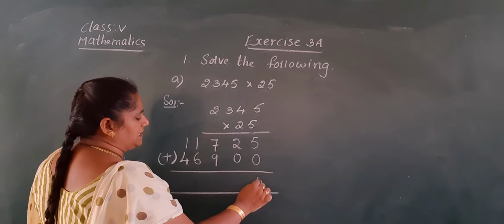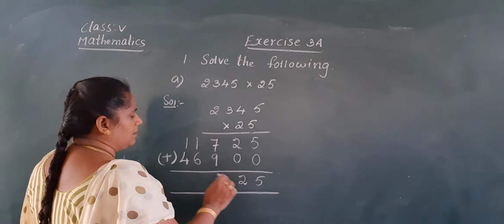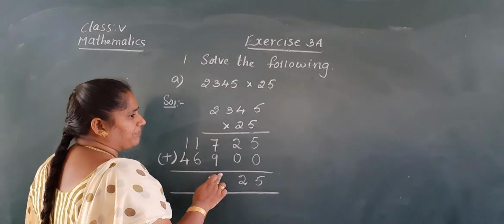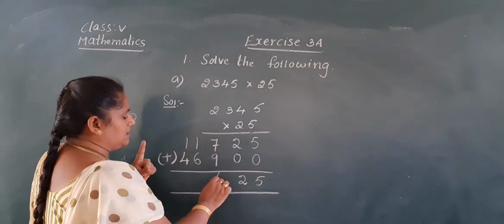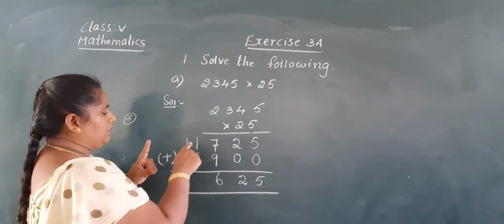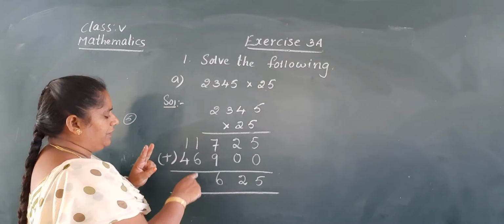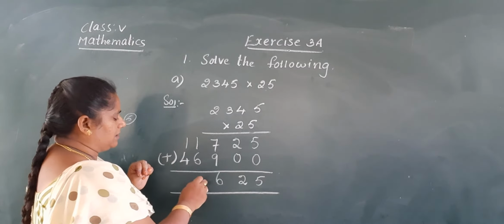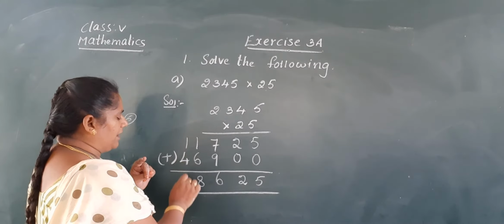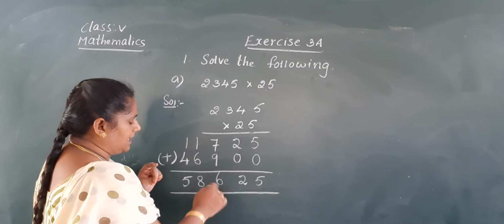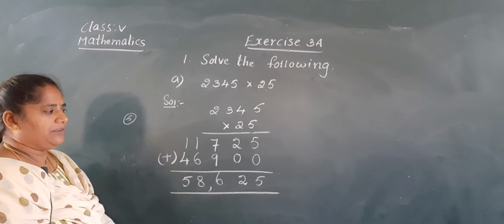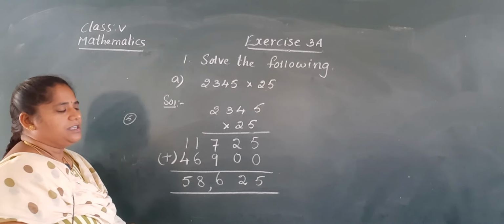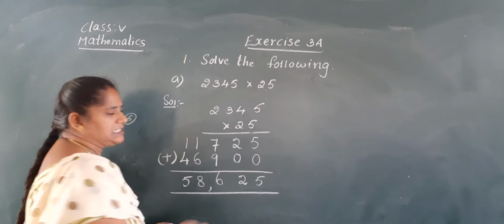Number plus 0, same number, 2. So 7 plus 9, 16. Yes, 1 in hand, 6 is down. Take one finger, 1 after 2. Take two fingers, 6 after 7, 8. Take one finger, 4 after 5. So the answer is 58,625.